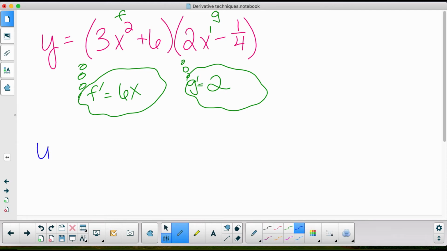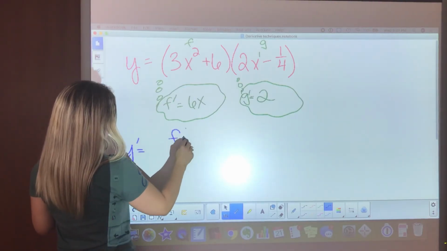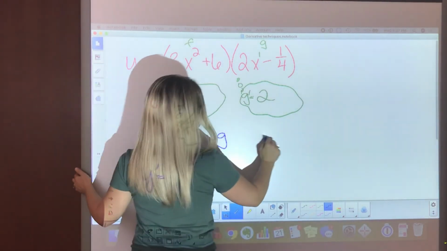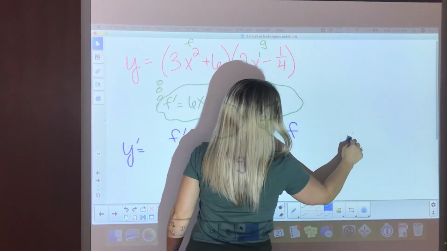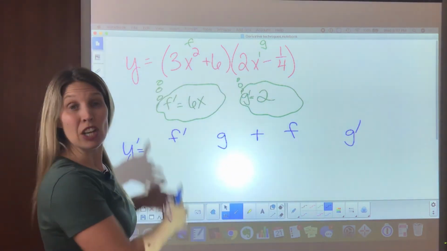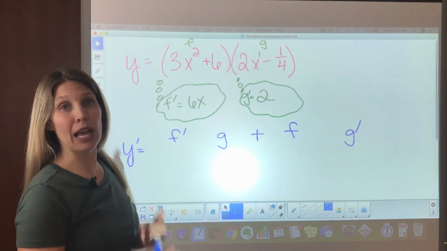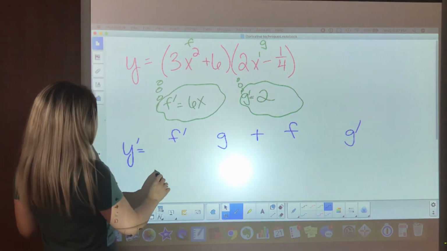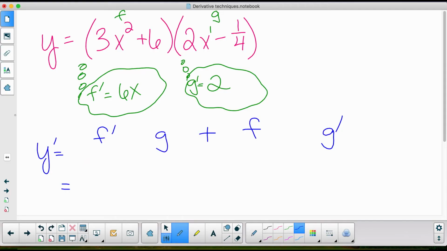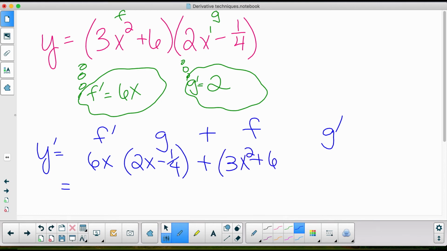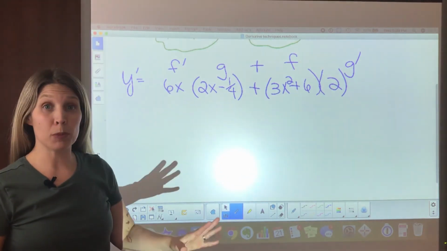Now I'm going to write my equation. Y prime equals f prime g. I'm separating them out a little bit. This way, when I write them, I can write each piece underneath the equation, so it helps me remember where I'm at. So f prime is 6x times g, 2x minus 1 over 4, plus my f is 3x squared plus 6, and g prime is 2. Now I'm just going to go through and multiply everything out.